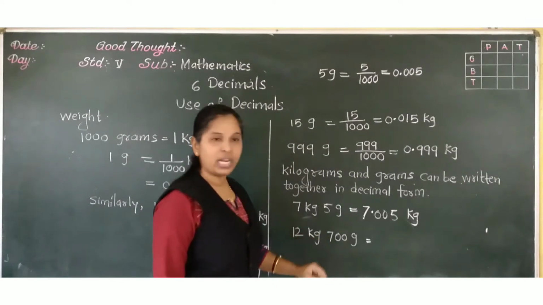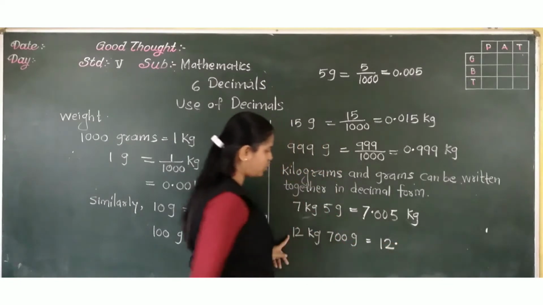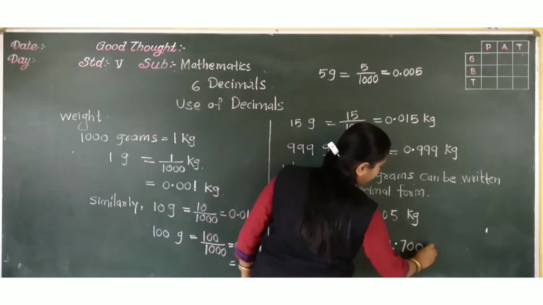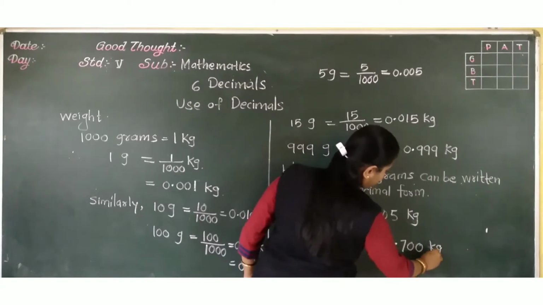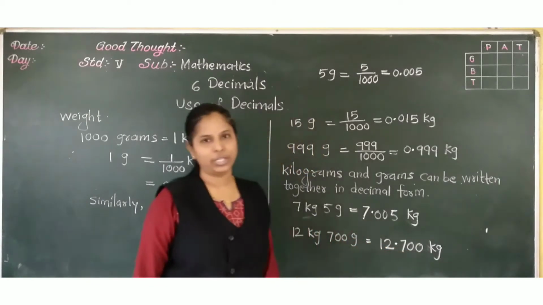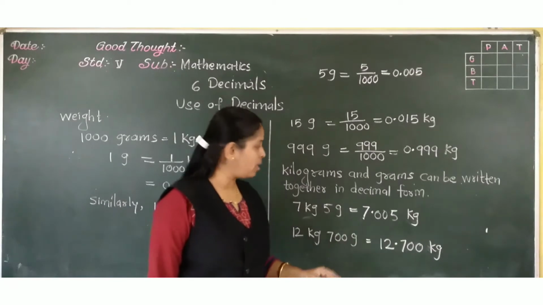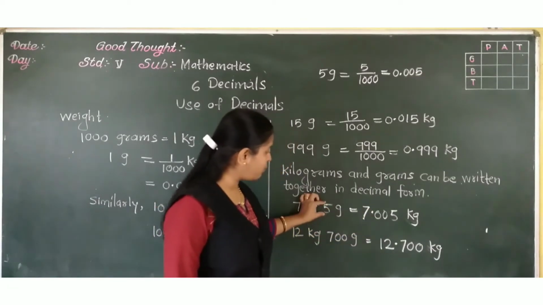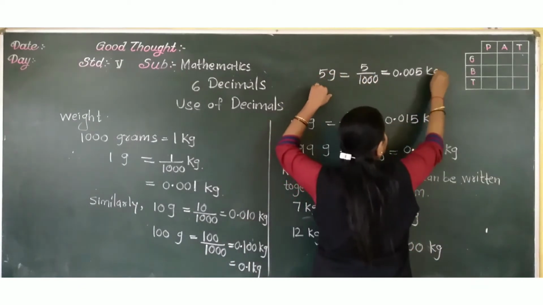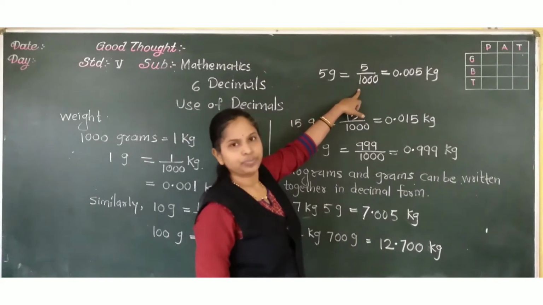Now 12 kg, 700 gram. How to write this? 12 kg means 12 point 700. Directly we can write: 12 kg, 700 gram means 12.700 kg. Now you will say, teacher, why have you written 700 here and not there? Because see, 5 gram is converted into kilogram. How to convert? Divide it by 1000.